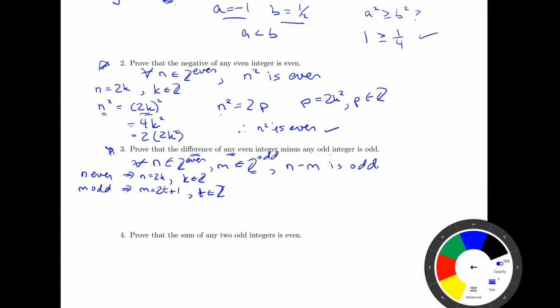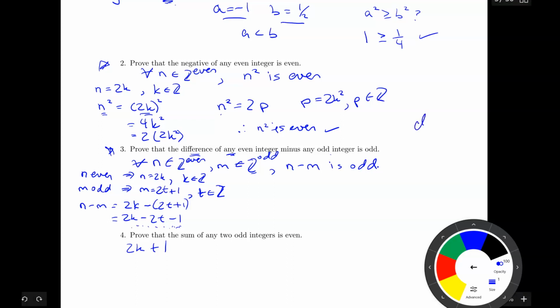Okay, so now let's put it together. So n minus m, making the substitutions, is 2k minus (2t plus 1). So that gives me 2k minus 2t minus 1. Oh dear. I want to be able to say this can be written as 2p plus 1 if I'm going to have it odd. How am I going to get a plus 1 in here?